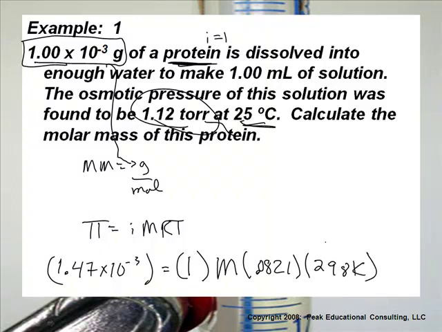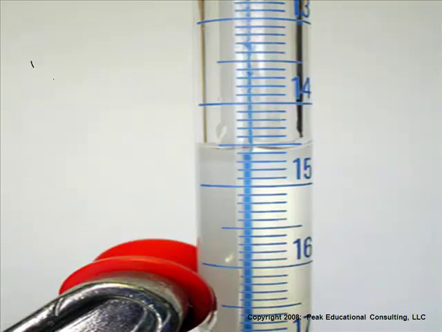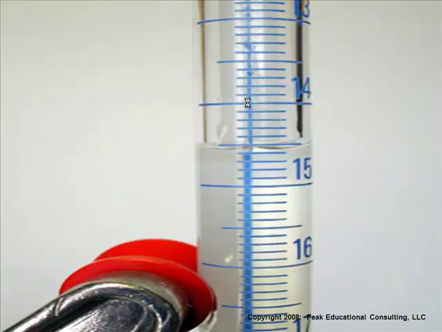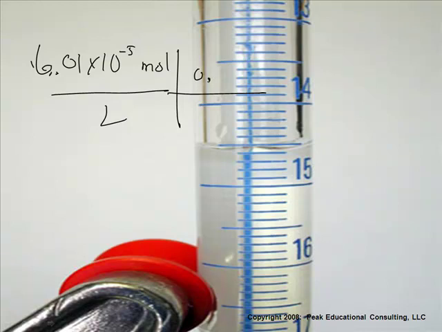So what would be our molarity? 6.01 times 10 to the negative 5, and that's moles per liter. Now, I want just the moles, so I just need to multiply by the liters. Our volume was 1 milliliter, or 0.001 liters, over 1. The liters cancel, and I get 6.01 times 10 to the minus 8 moles.